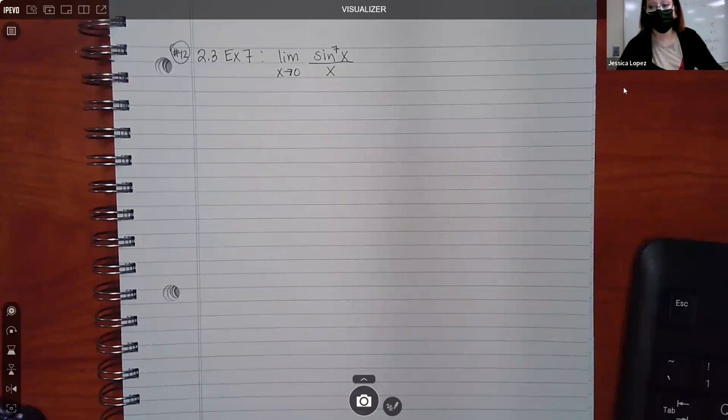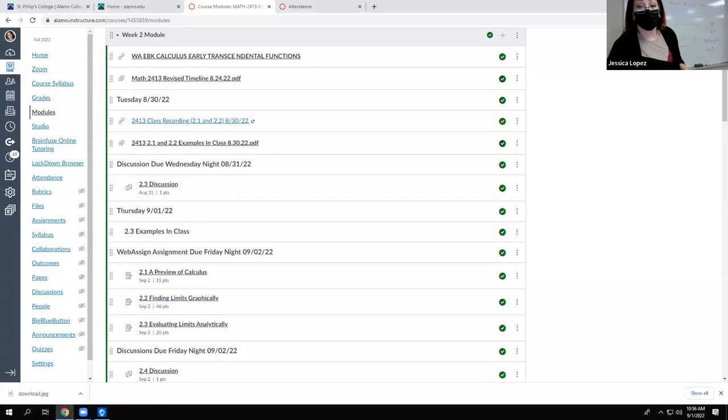Okay, I'm going to minimize this and then we'll go for it. So it's the limit as x goes to 0 of sine with some power x, and then x at the bottom. Number 12, yes.